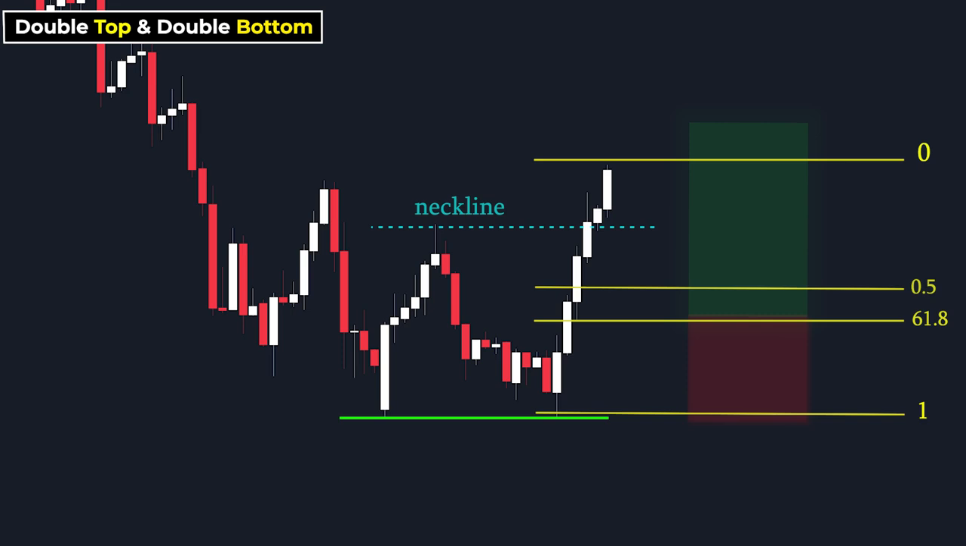Not every double top or bottom is a strong setup. The best approach is to identify key levels on higher time frames where price has rejected multiple times. Then, wait for a double top or bottom to form on a lower time frame. This can also be combined with smart money concepts.